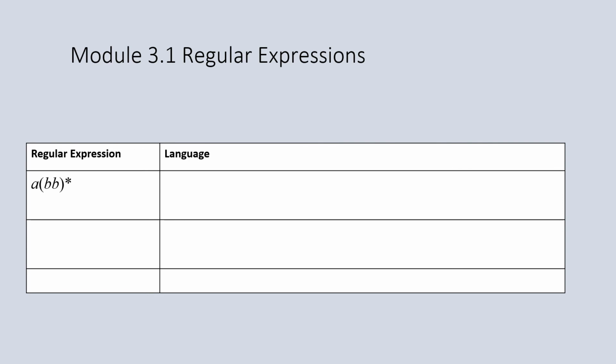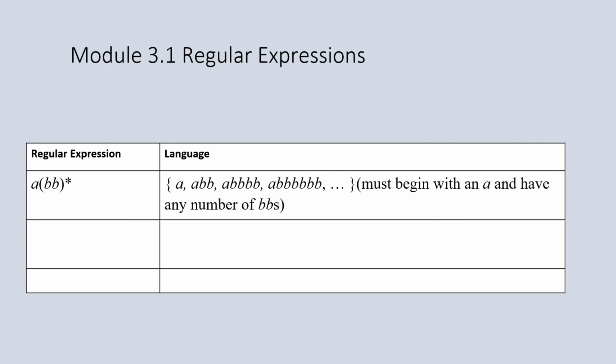All right, so let's take a look at this regular expression, A, and then in parentheses you have BB with a star. Does this language include the empty string? No, it does not, because you have to have at least an A, and then you could be followed by any number of BB. So it must begin with an A, and then it can have any number of BBs. So A is in the language, ABB, ABBBB, etc.